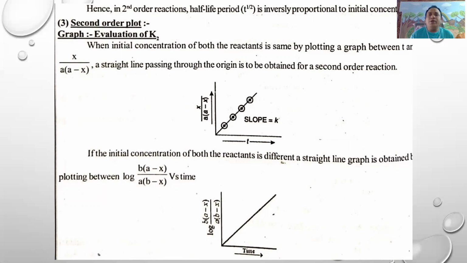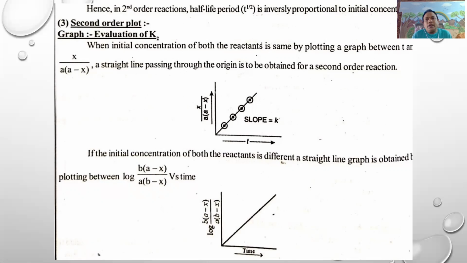In addition to this, consider the relation between the half-life period and initial concentration for a general nth order reaction. It can be derived from the relations for zero order, first order and second order. For zero order, t half equals A by 2K0, which means the zero order half-life period is directly proportional to the initial concentration of the reactants. Similarly, for first order, t half equals 0.693 by K1, which means the first order half-life period is independent of the initial concentration of the reactants.